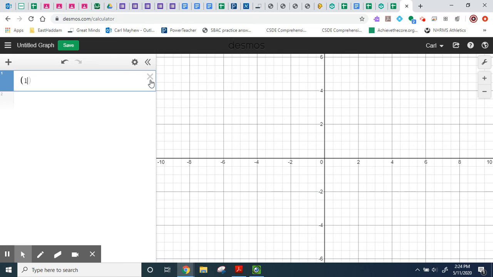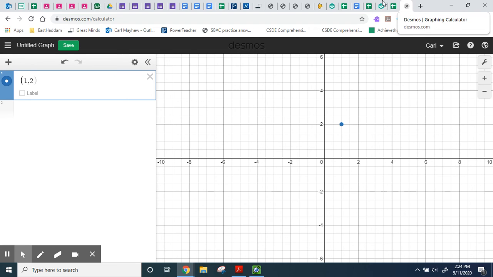You can also put in coordinate points. So if I had 1, 2, it would put it in for me there. A lot of different things that you can use the Desmos tool for to kind of help you out there.